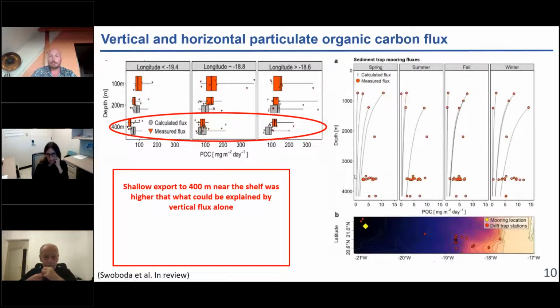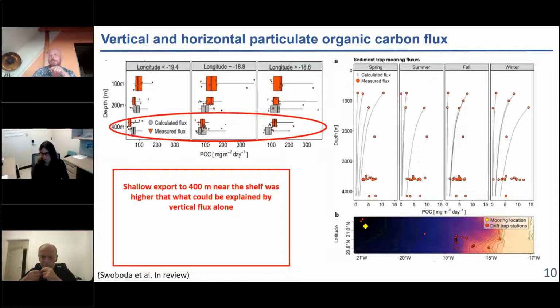We then used a 30 years sediment trap time series. We found exactly the same here. So we had the flux at 1,000 meters. We used microbial degradation, which we had measured. We found that for all seasons, when we combined everything, we had higher flux at depth than what theoretically should be able to sink down. And this is something which we can discuss with Gerhard.